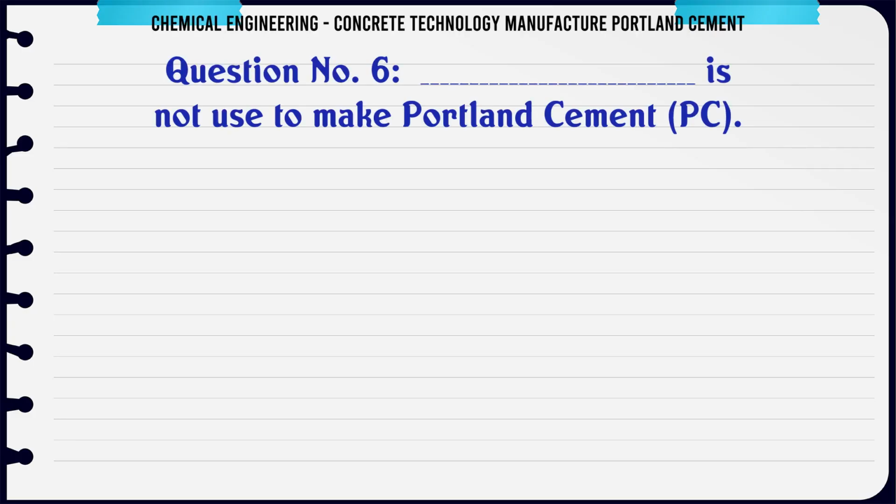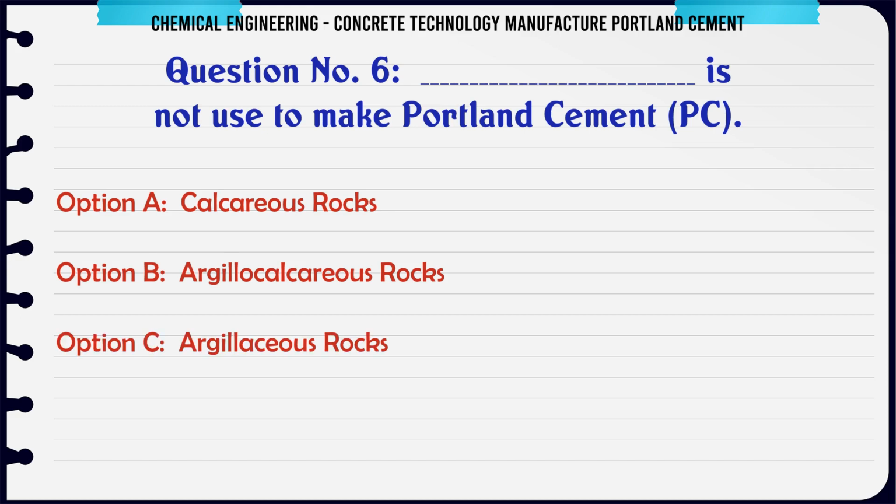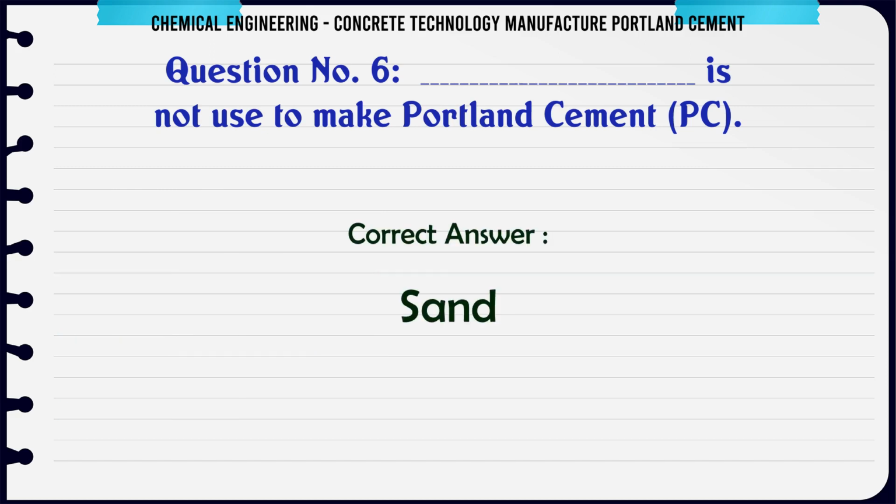Which is not used to make Portland cement PC? A. Calcareous rocks. B. Argillo calcareous rocks. C. Argillaceous rocks. D. Sand. The correct answer is sand.